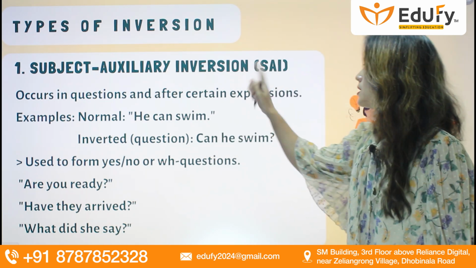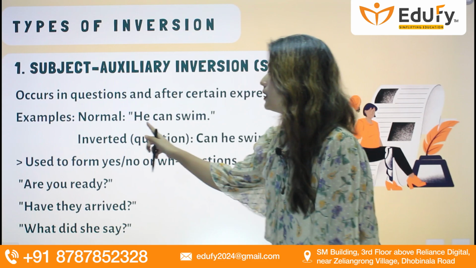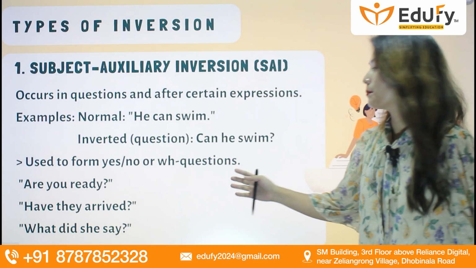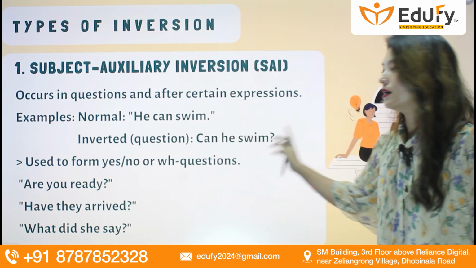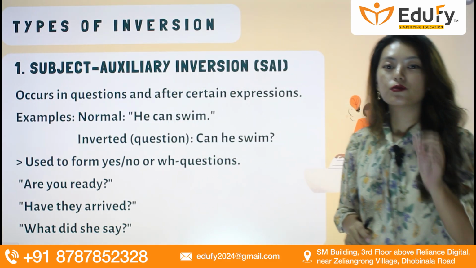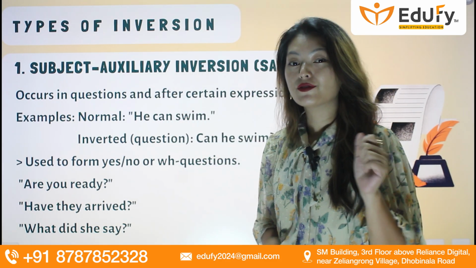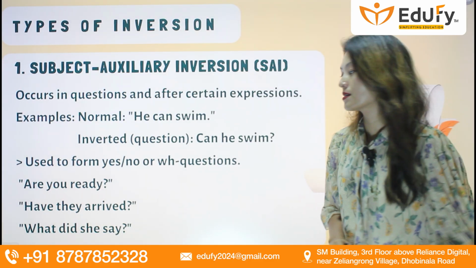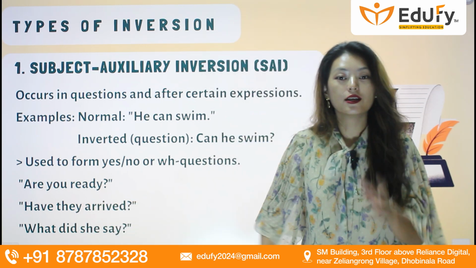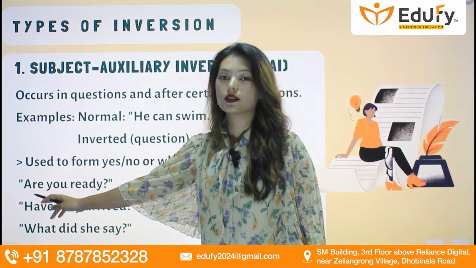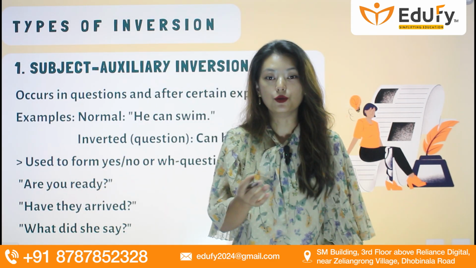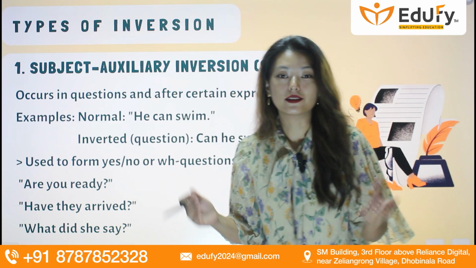The first one is subject auxiliary inversion. Whenever we see he can swim, this is a normal sentence. Now when I invert this, what has happened? We see can he swim. Therefore we use this subject auxiliary inversion when we want to form an interrogative sentence, also known as sentences that ask questions. Are you ready? Have they arrived? What did she say? So here what do we find? We see the words are you ready? The auxiliary verb are has come before the subject you, asking about the readiness, right?